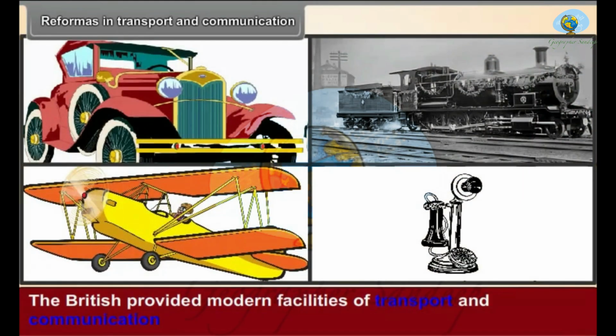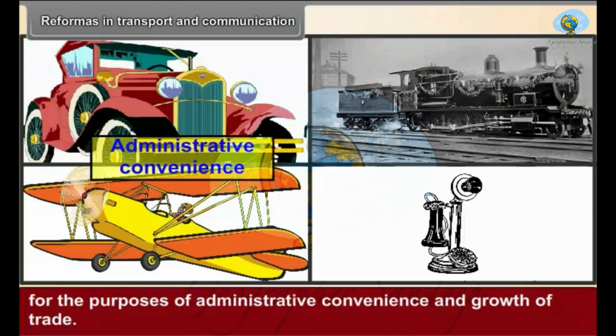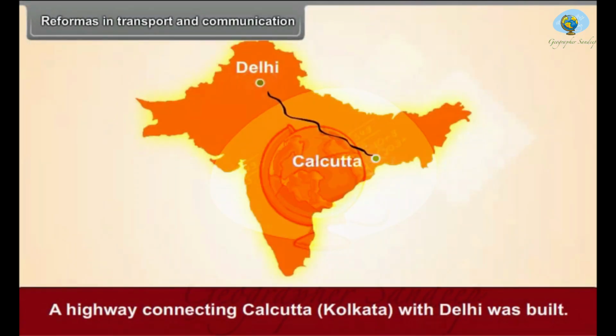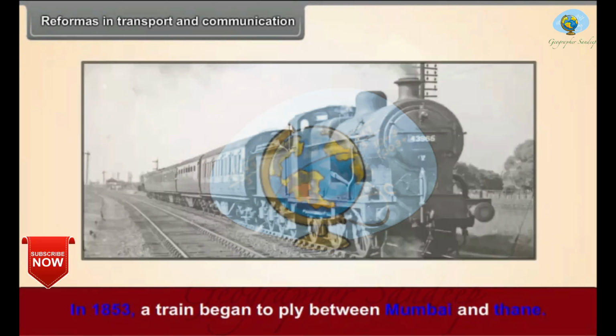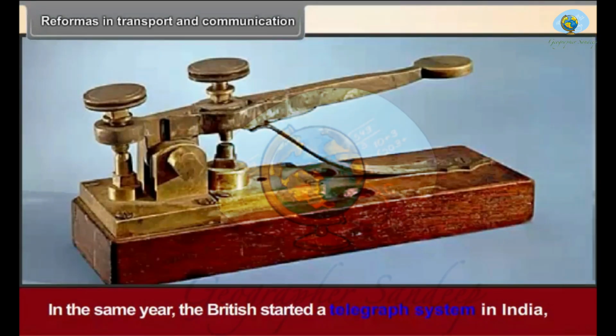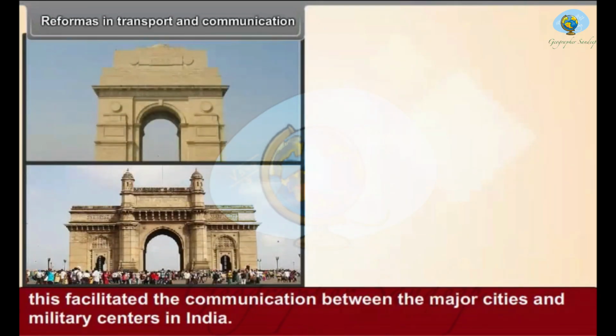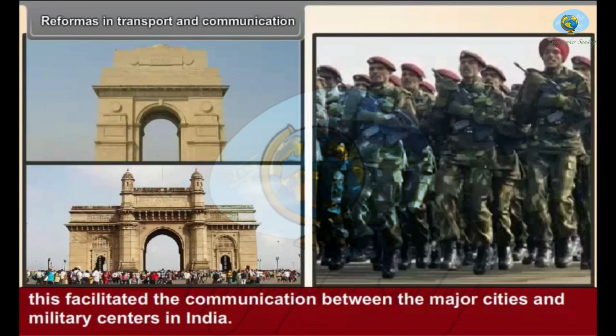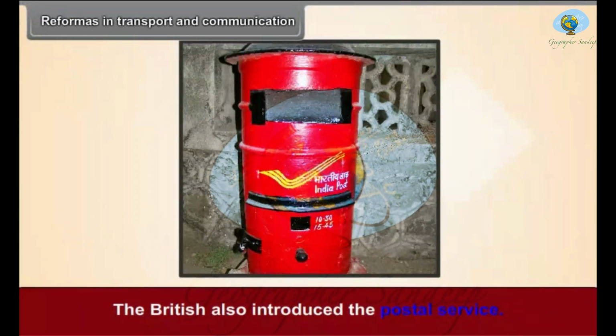The British provided modern facilities of transport and communication for the purposes of administrative convenience and growth of trade. A highway connecting Calcutta, Kolkata with Delhi was built. In 1853, a train began to ply between Mumbai and Thane. In the same year, the British started a telegraph system in India. This facilitated the communication between the major cities and military centers in India. The British also introduced the postal service.